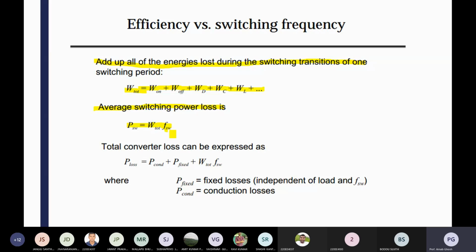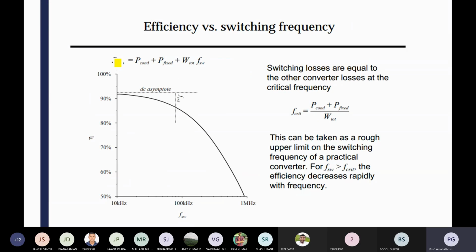So P loss equals P conduction loss plus P fixed plus W total FSW. P fixed, the fixed loss, is independent of load and frequency, and conduction losses are due to the conductance of the switching devices. So those are your conduction losses, switching losses, fixed losses, and other losses. Then you can plot that figure, and finally you get the total power loss as P conduction plus P fixed plus W total into FSW.